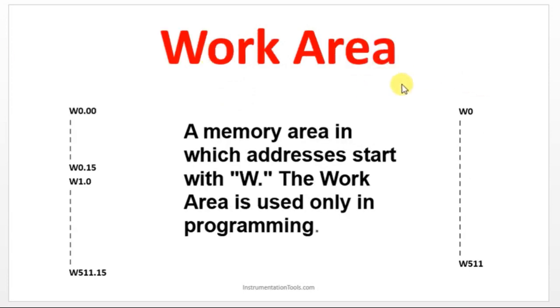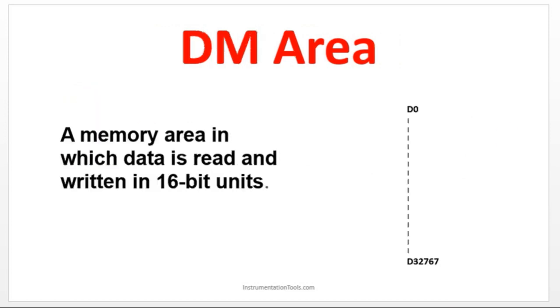So the next is the work area. So these are all for the registers. The memory area in which the address starts with W, the work area, is used only in programming. So you can utilize these 16 bits for the word. And we have the DM area. So it's for 16-bit units. So once we start the instructions, you can understand where we are going to use these kinds of addressing.